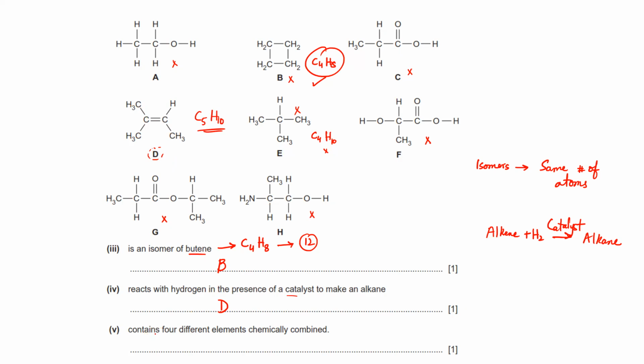Then it says contains 4 different elements chemically combined. So we are finding elements C, O, H, and we need to find a compound which has one other. So we can see that only compound H has N inside it. So we can simply say H is the only other compound that contains 4 elements chemically combined. So this is the right answer for this question.